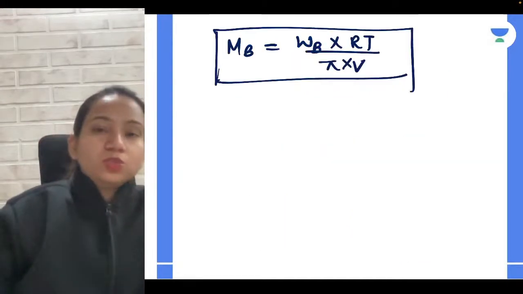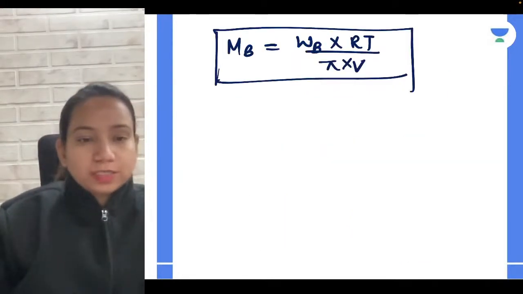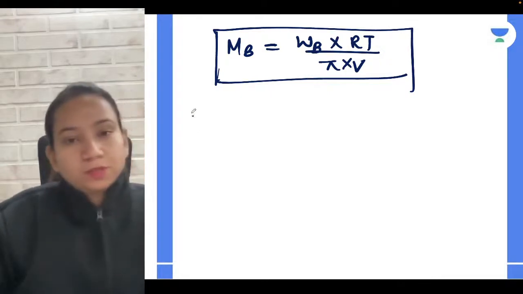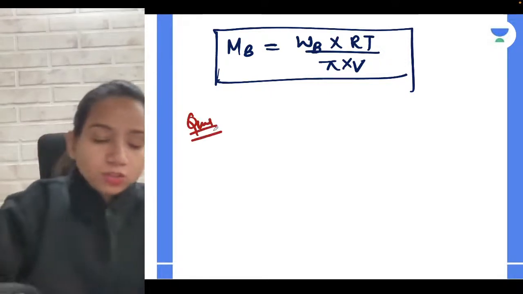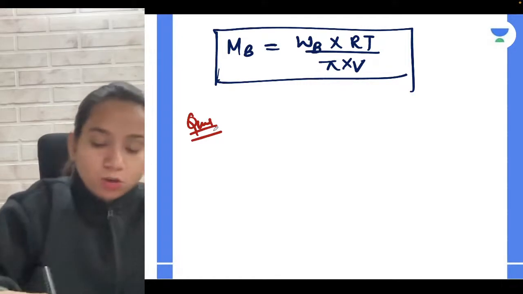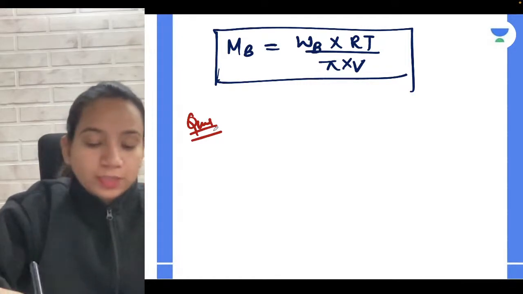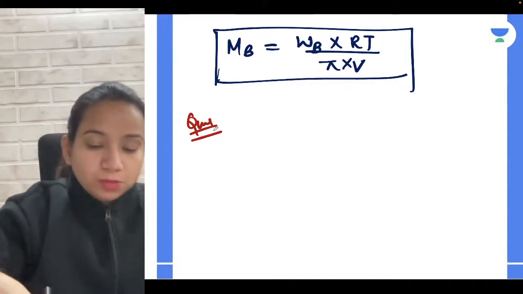So let's do one question related to the osmotic pressure, and let's see who will be able to do it. So the question is here. All of you try to get the answer. Let's see who will be able to do it.